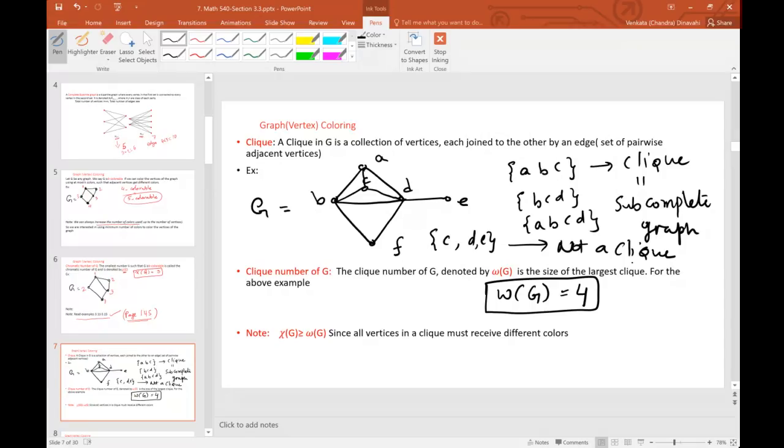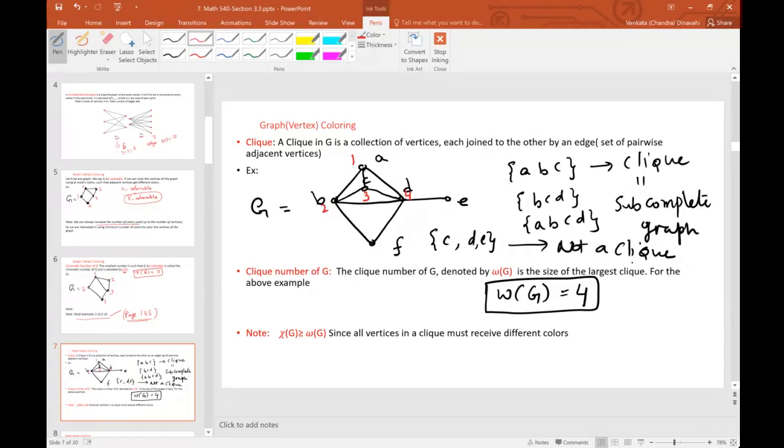So there is a nice connection between chromatic number and the clique number, because if you take this clique ABCD, since there is an edge between any two, if I want to color the vertices, all these 4 should get different colors because there is an edge between any of them. So if I want to color this graph, I need at least 4 colors. For example, if this is color 1, this is color 2, this is color 3, this is color 4. So at least I need 4 colors.